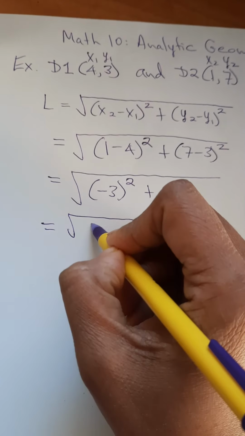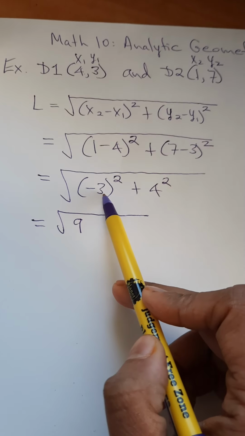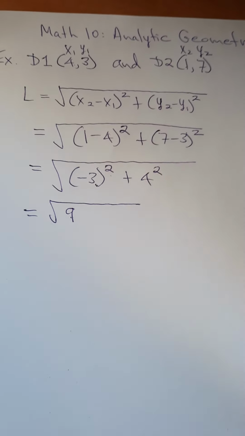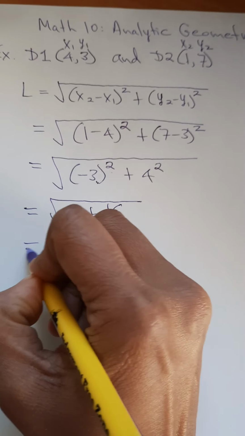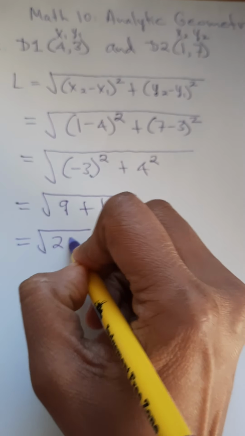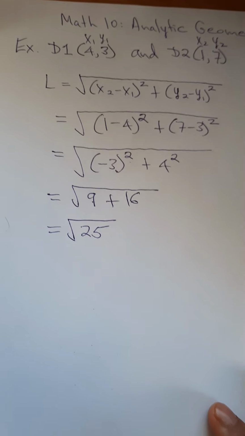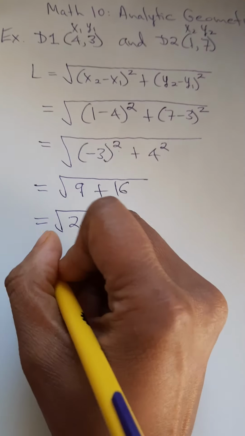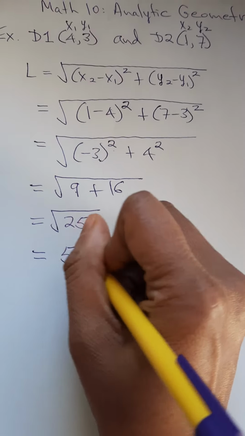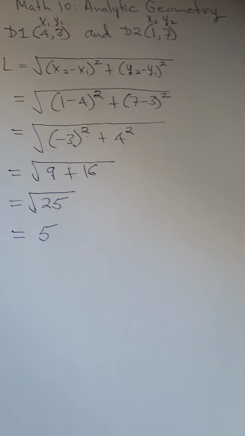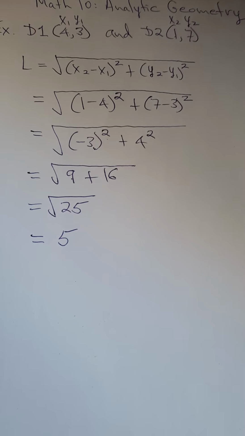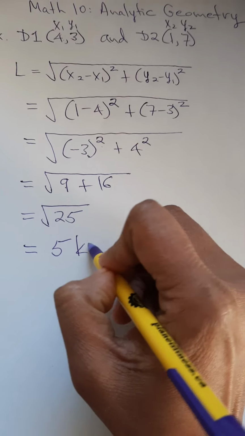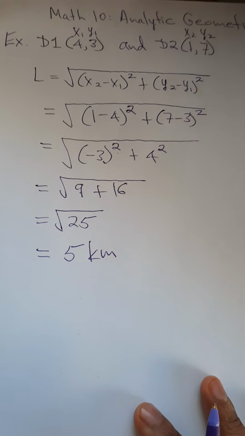Okay, we're going to take the square root here. So remember, this is negative 3 whole squared. So negative 3 times negative 3, positive 9, plus 4 squared, which is 16. You're going to add it together, which is 25. When I take the square root of that, it's equal to 5. So again, how far apart are the stores if each unit on the map represents 1 kilometer? So this is going to be 5 kilometers.